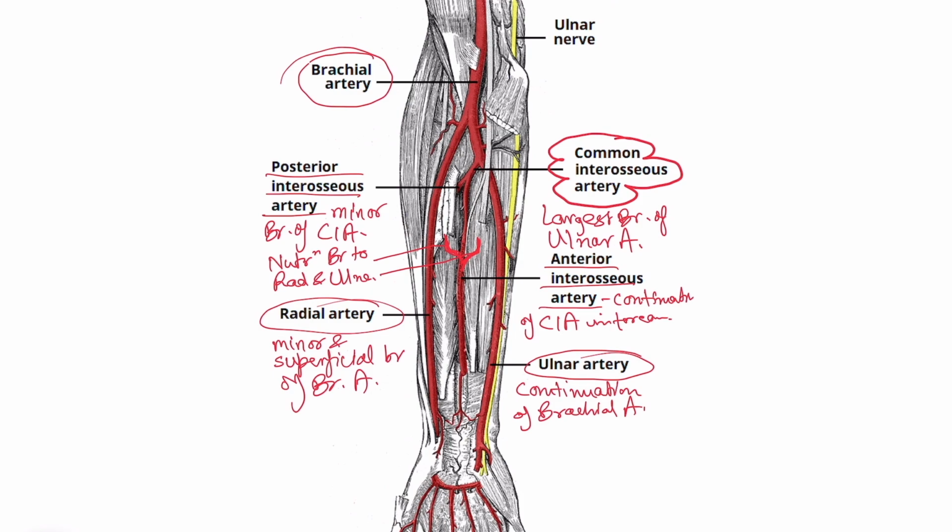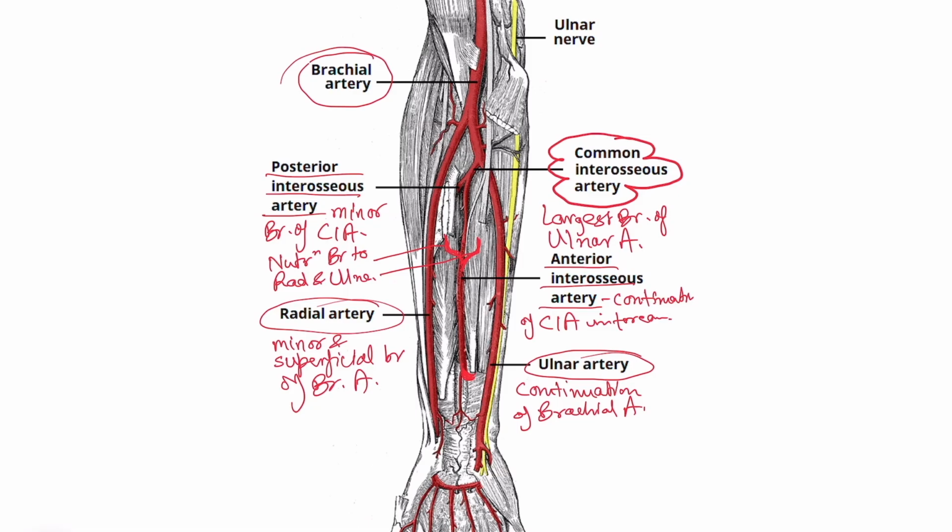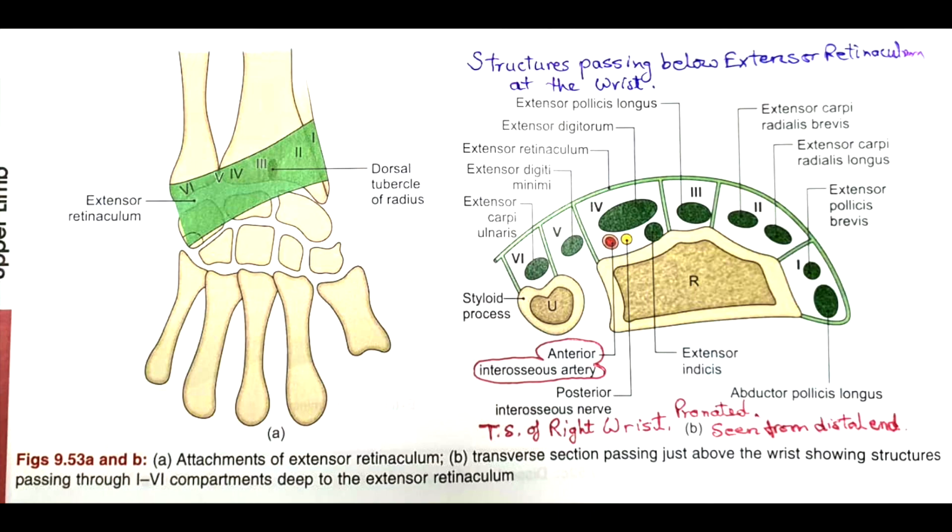Then the third reason for it being the major branch is that at the junction of the upper 2/3 and lower 1/3, this anterior interosseous artery dips down by perforating the interosseous membrane and reaches the back of forearm, thereby reinforcing blood in the lower 1/3 of the back of forearm. As I told you, posterior interosseous artery was mainly supplying blood in the upper 2/3 of the back of forearm. So this artery reaches behind and passes below the fourth compartment of the extensor retinaculum.